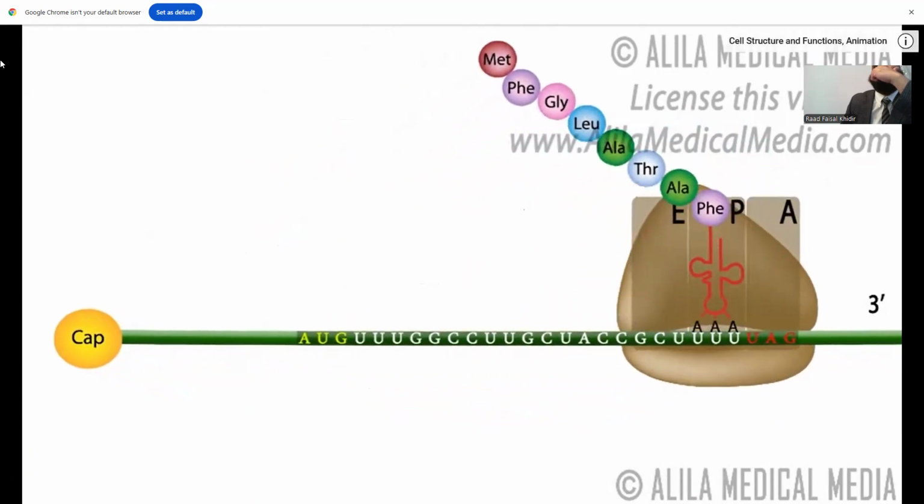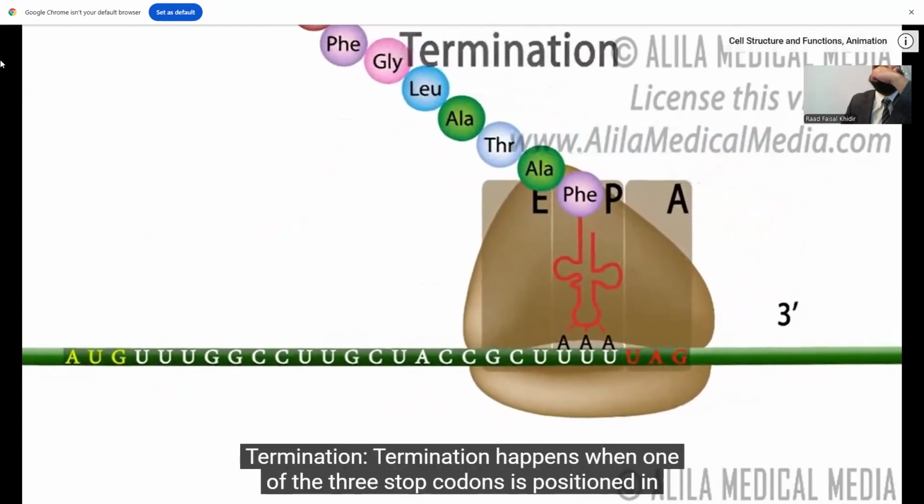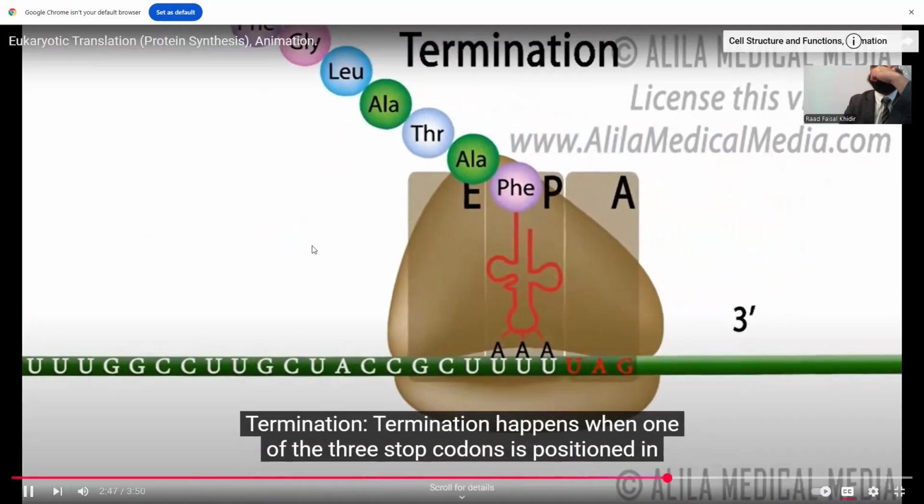You see how it's made? Termination. So the ribosome has 3 sites: E, P, and A. The P site is the peptide site, where the peptide chain is multiple amino acids.